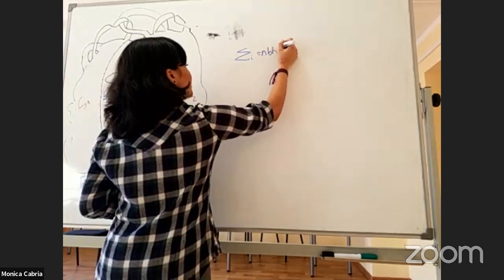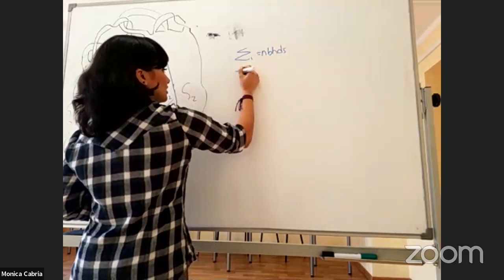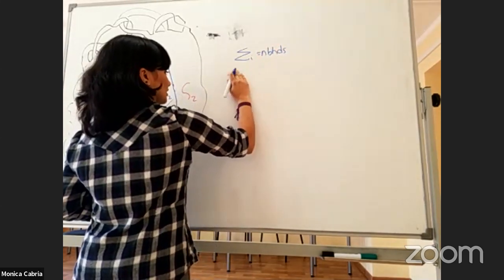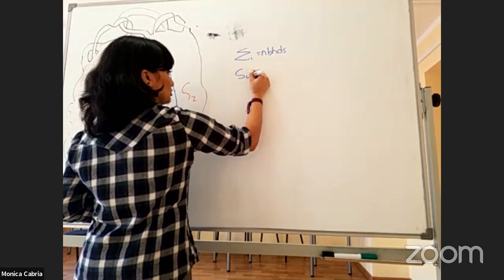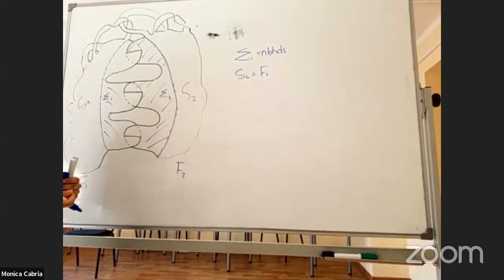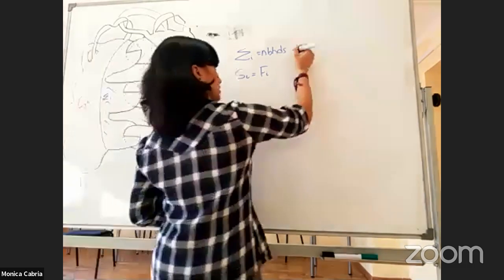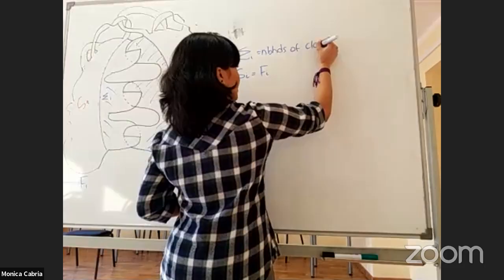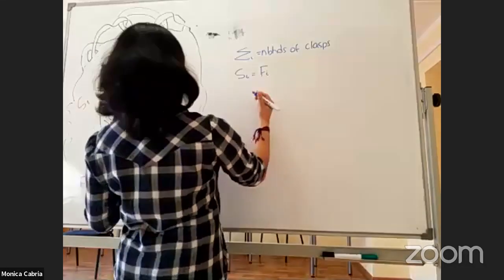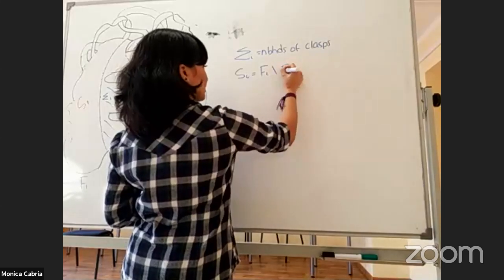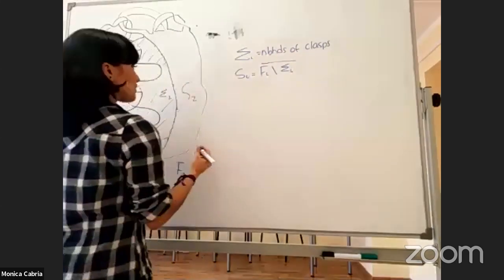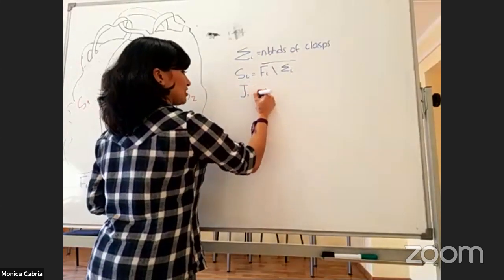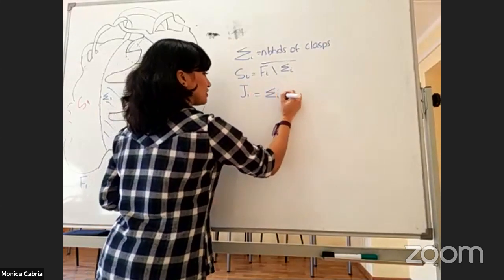So this neighborhood, as sigma i, are neighborhoods of clasps. Yes. S i is the surface minus sigma i, and we close it. And J i are going to be our intersections.